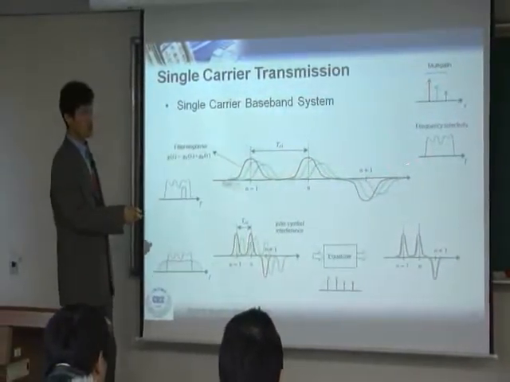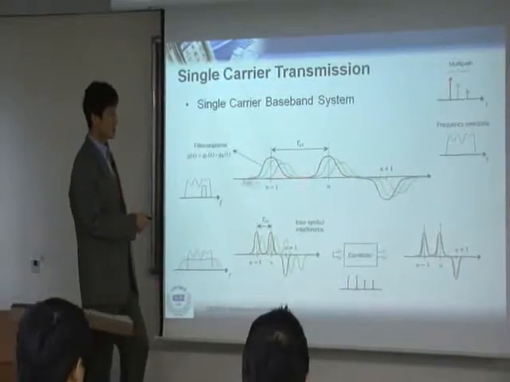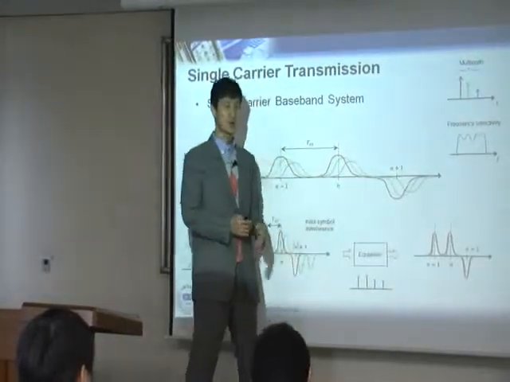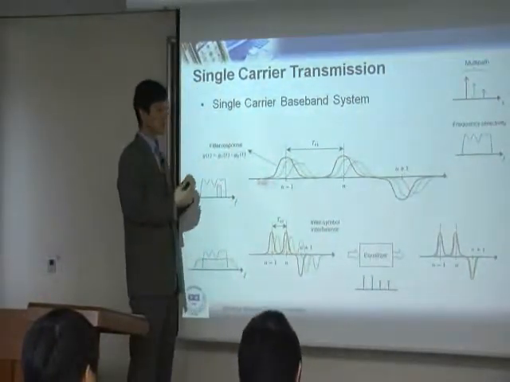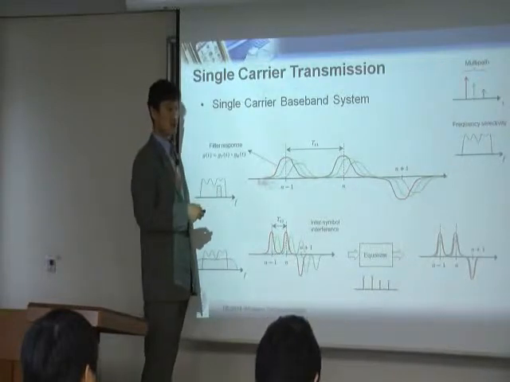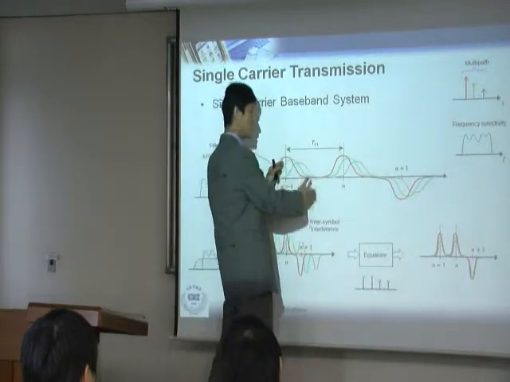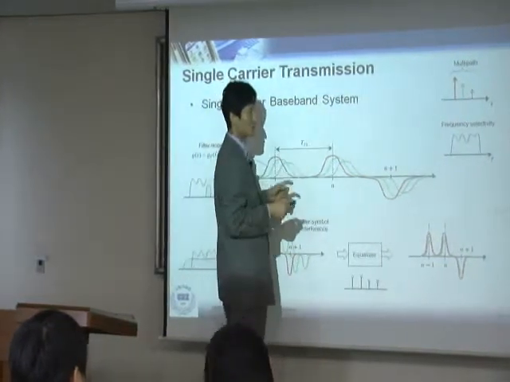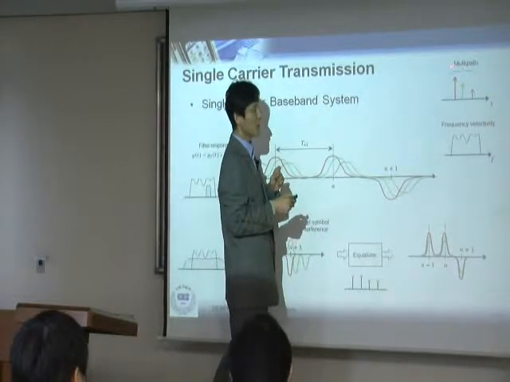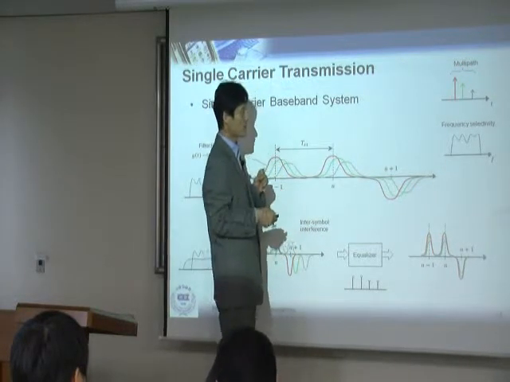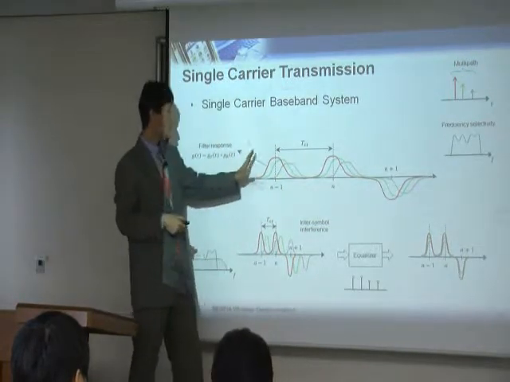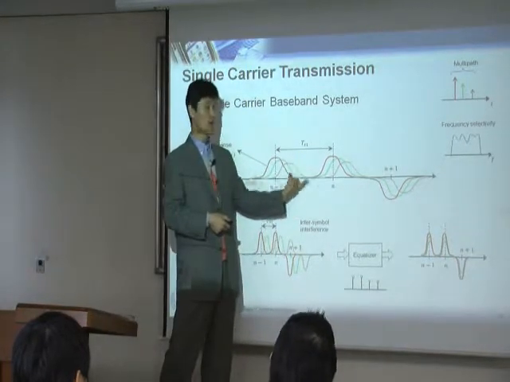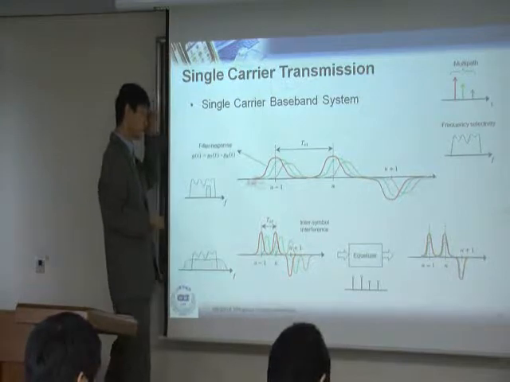Now, given this channel, what we are trying to transmit is the information 1, 1, minus 1. Ideally speaking, if the channel is perfect, then we can transmit 1, 1, minus 1 with any symbol duration because there's no multipath. But in this scenario, we have a multipath like this. What is happening is that when you transmit 1, 1, minus 1, depending on the symbol duration, we have a different symptom.